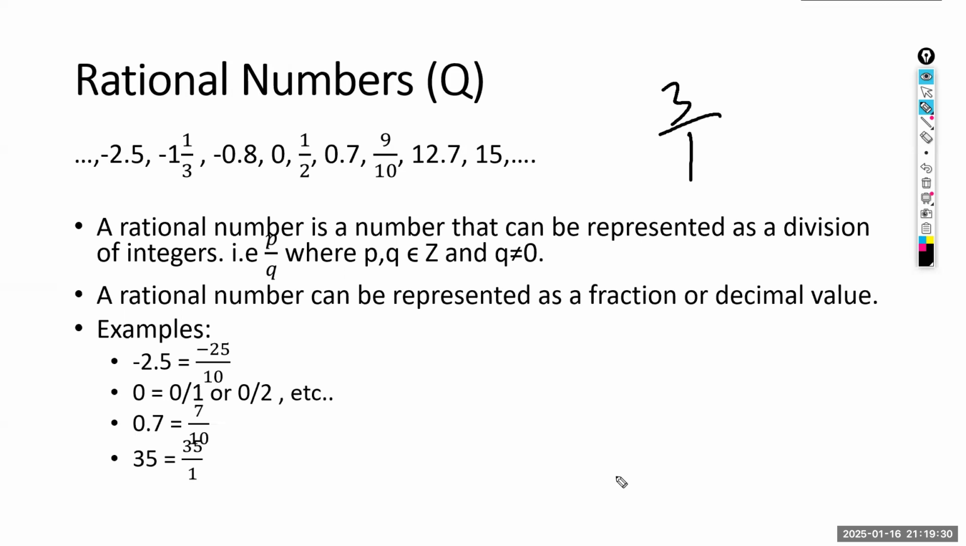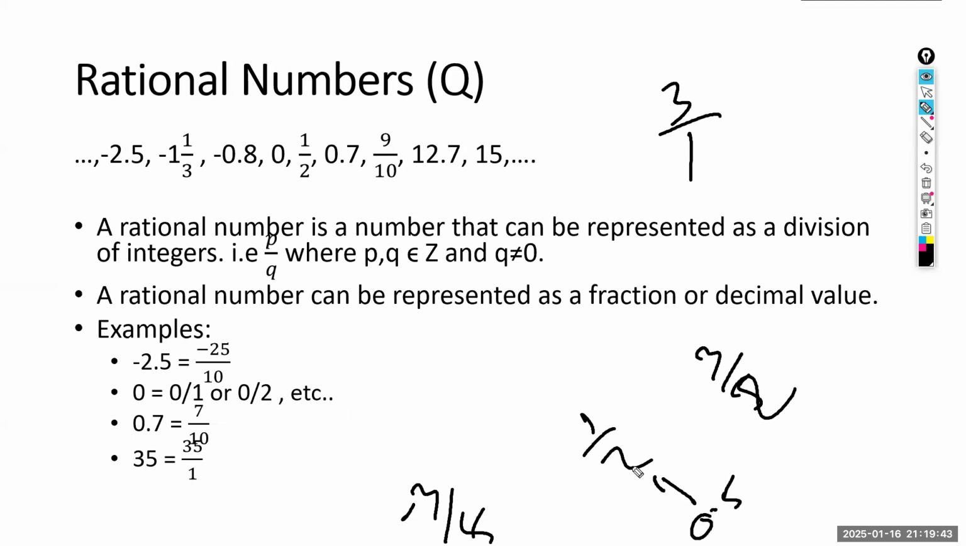But other than that, something like half is a rational number. 3 divided by 2, minus 3 divided by 5, and of course 0.5, because 0.5 is half, a division of two integers. 0.7, because 0.7 is 7 divided by 10, a division of integers. This is the same as this. So those are called rational numbers. Q.